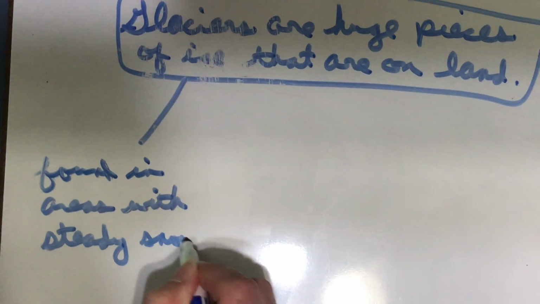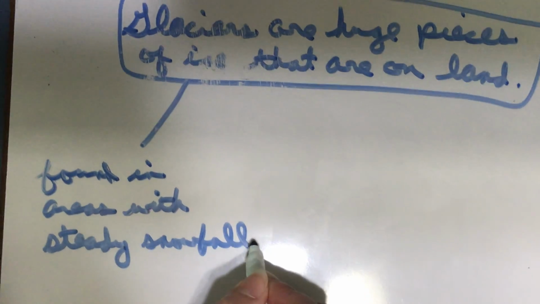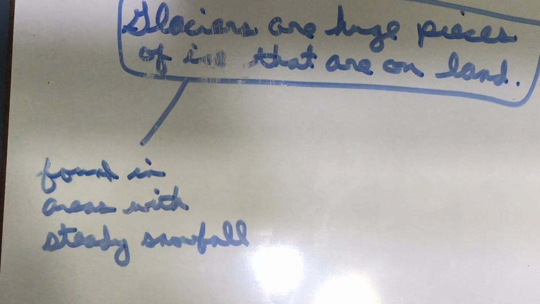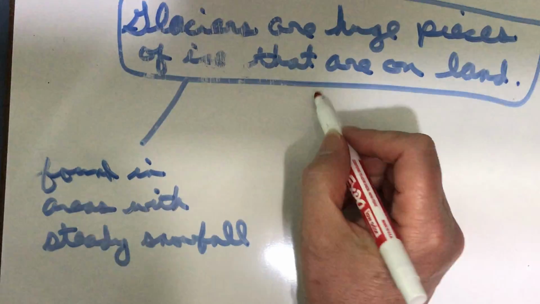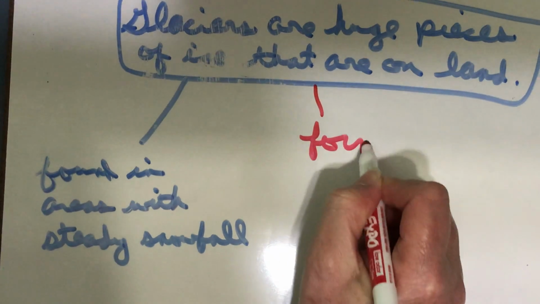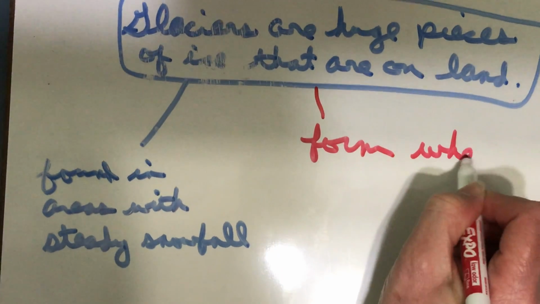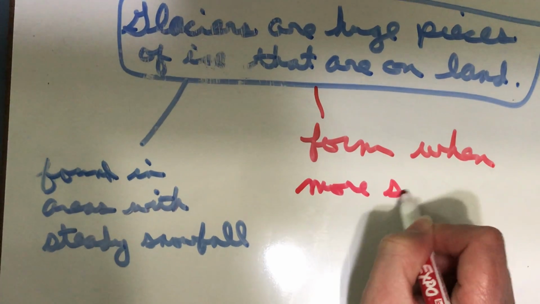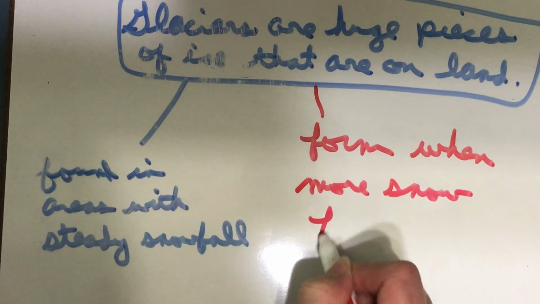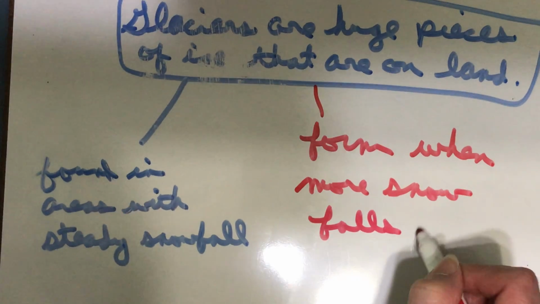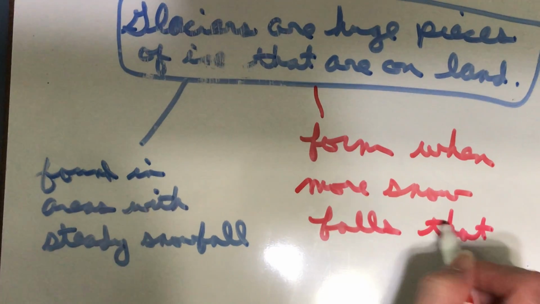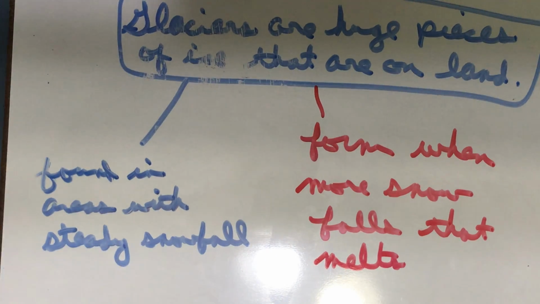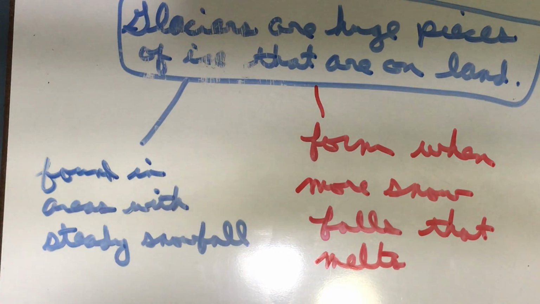Okay, another supporting detail is that they form when more snow falls than melts. Okay, those are two details that support our main idea. That glaciers are huge pieces of ice that are on land.